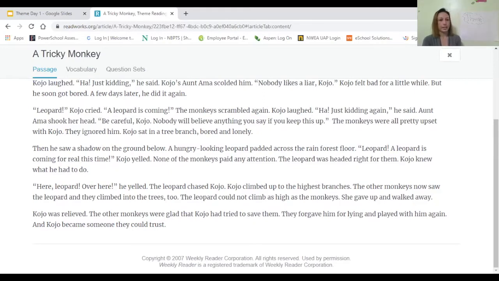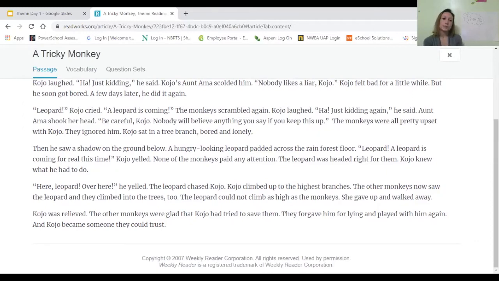Kojo knew what he had to do. "Here, leopard! Over here," he yelled. The leopard chased Kojo. Kojo climbed up to the highest branches. The other monkeys now saw the leopard, and they climbed into the branches, into the trees too. The leopard could not climb as high as the monkeys. She gave up and walked away.